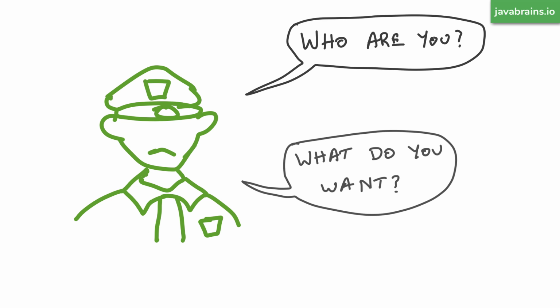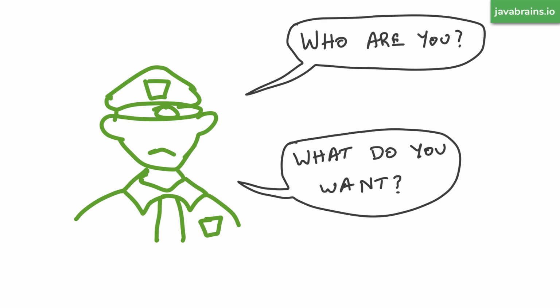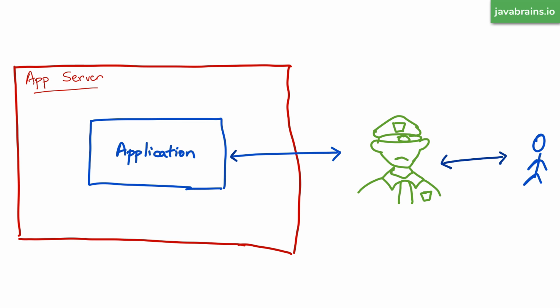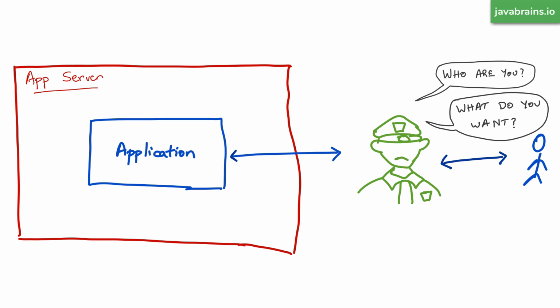Anytime somebody wants to enter, the security guard asks them two quintessential questions asked by security guards over the years all over the world. Who are you and what do you want? Spring Security is like hiring this full-time security guard who sits in front of your web application and examines every request to your application and asks these two basic questions. Who is this request from and what do they want?